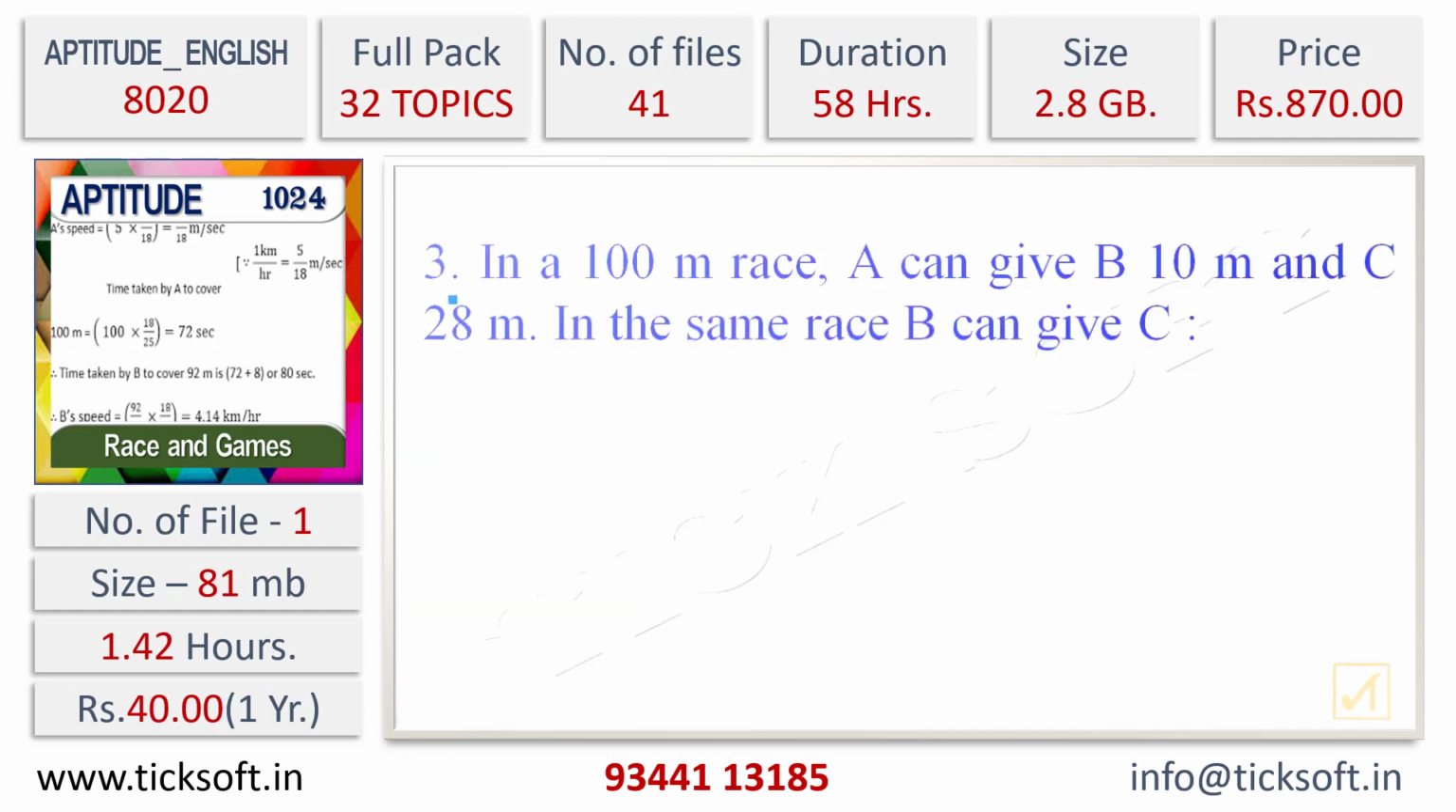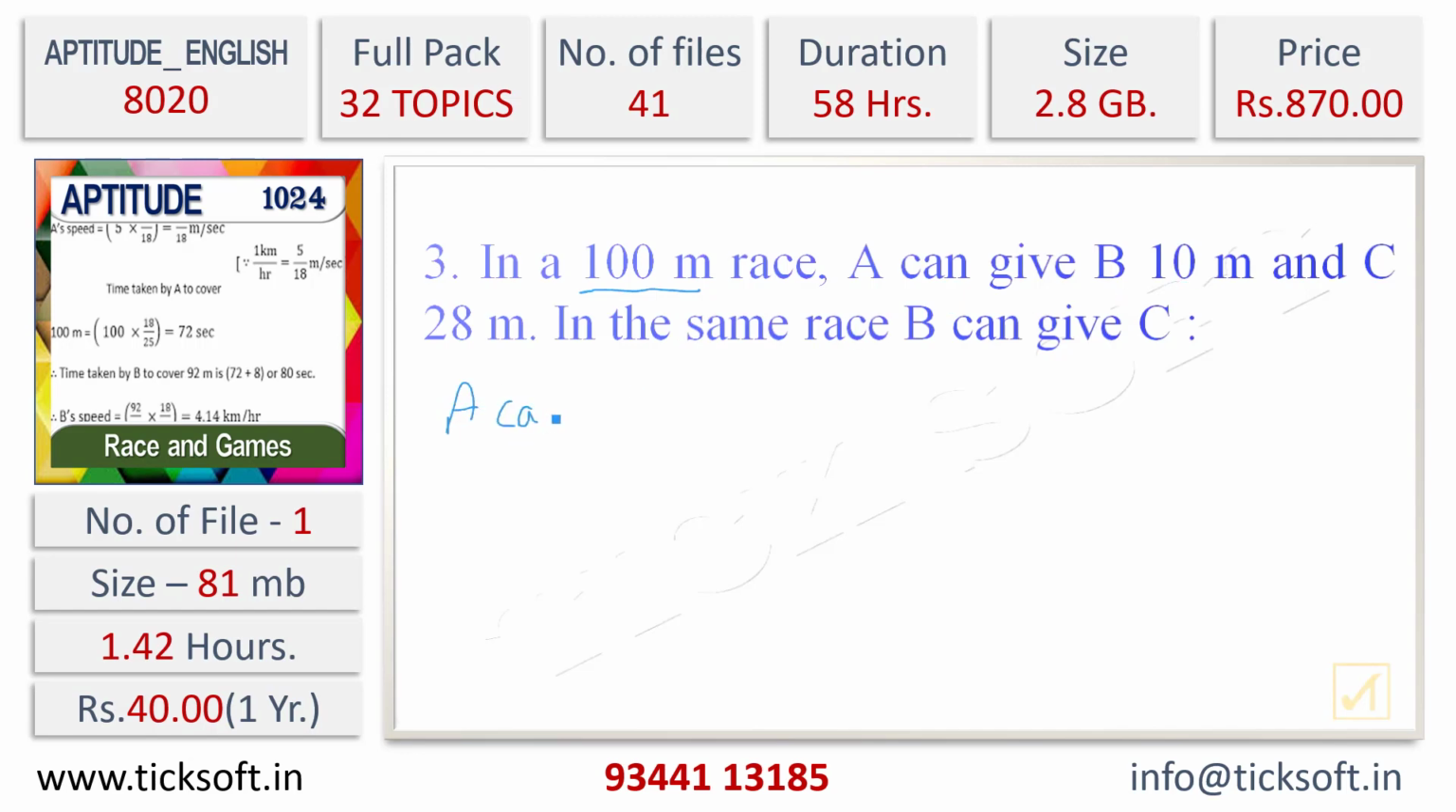Now we are going to see the third question. The question is, in a 100-meter race, A can give B 10 meters and C 28 meters. In the same race, B can give C. So here it is given that the length of total race is 100 meters. Now it is given that A can give B 10 meters.